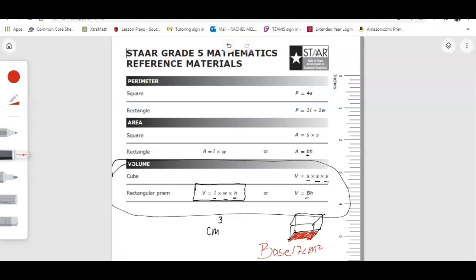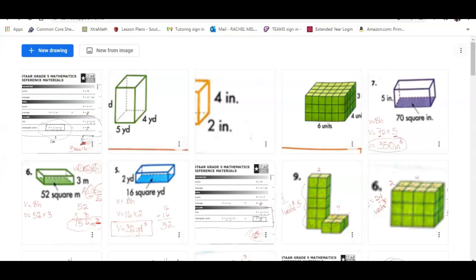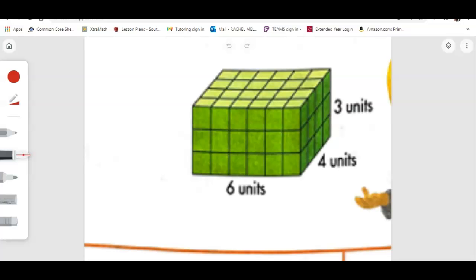So the little b up here in area is when we're talking about 2-dimensional shapes. The big B, the capital B, is when we're talking about 3-dimensional shapes. But we're really not going to go in that direction today. We really are going to do our volume formula today. All right, so I'm going to show you a couple of problems. Let's talk about this one first.